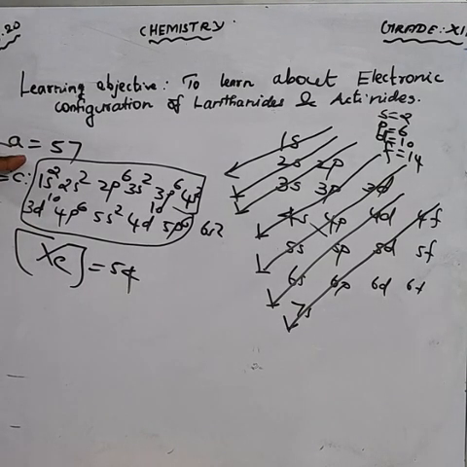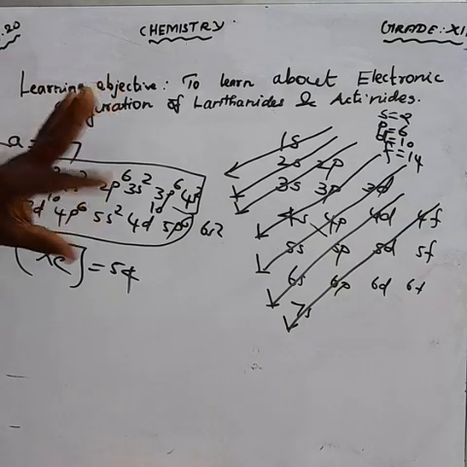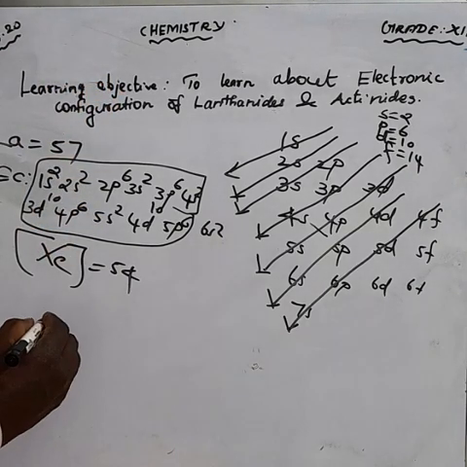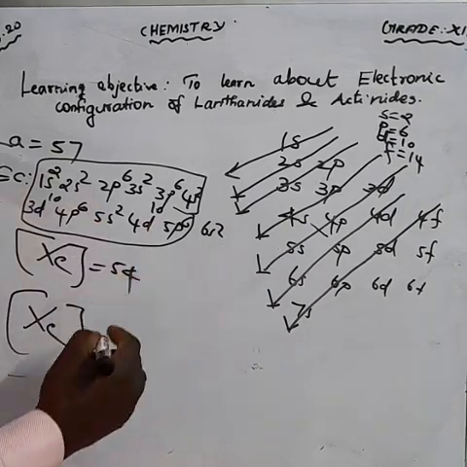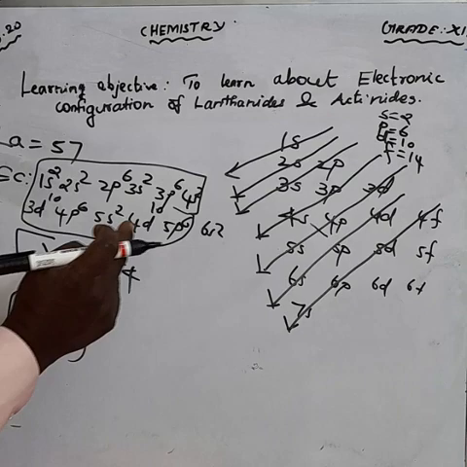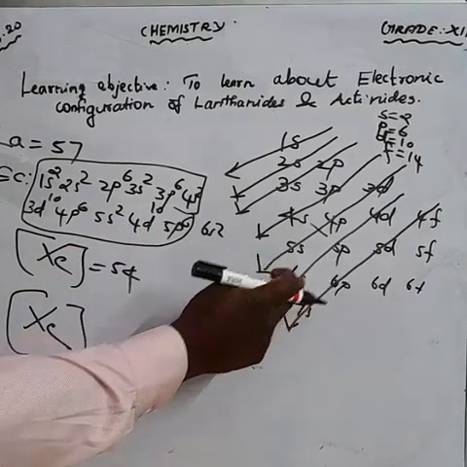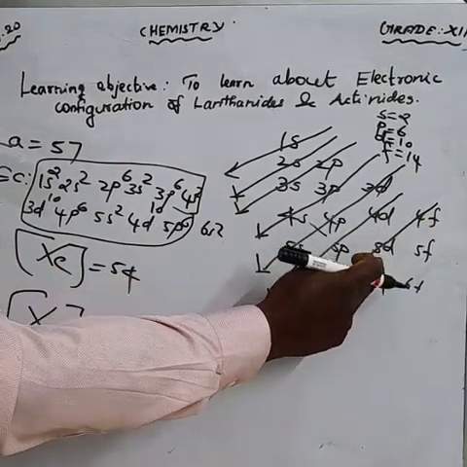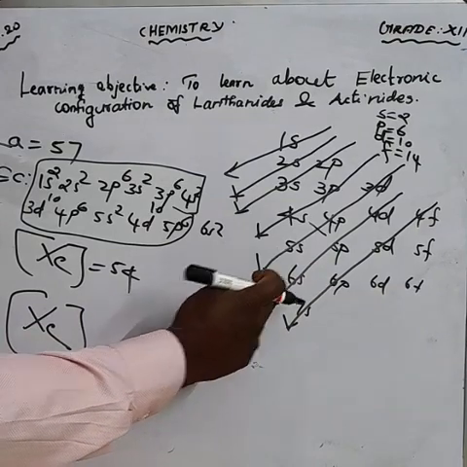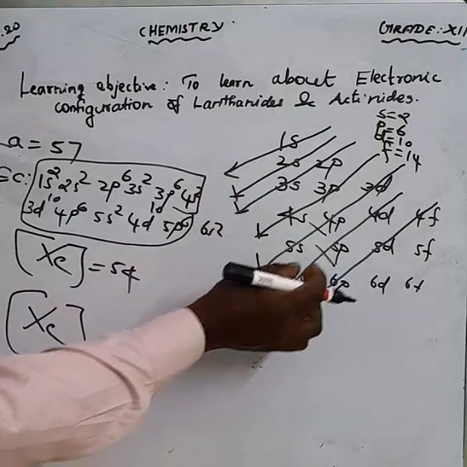Remaining, for lanthanum the atomic number is 57. 57 minus 54, we get only 3 remaining. Am I right? So we write Xe, xenon 54, over. After the 5p, don't write the 6s. You should start with 4f, next 5d, and last 6s. Here we start with xenon and end with xenon.